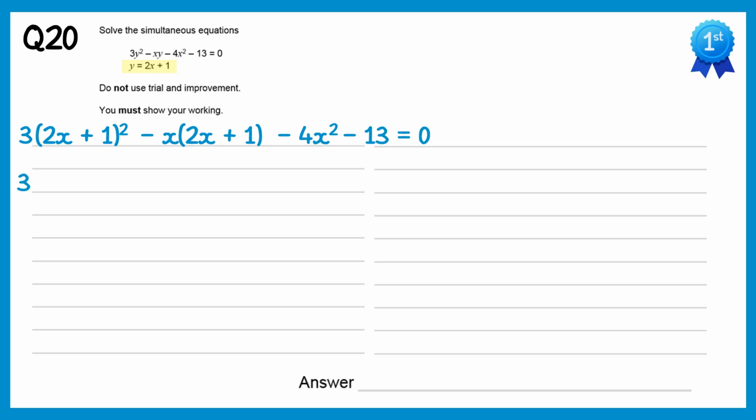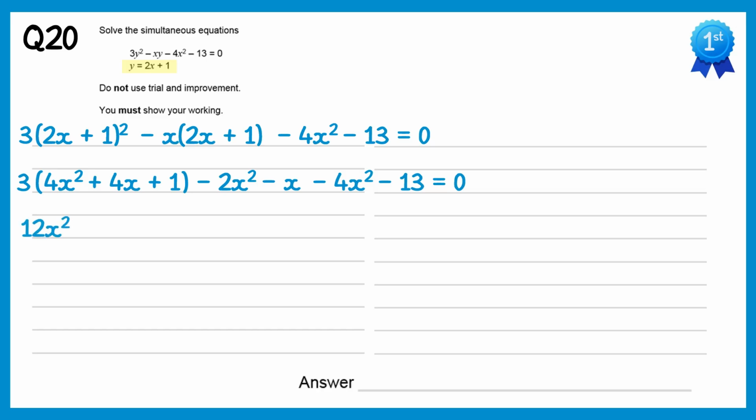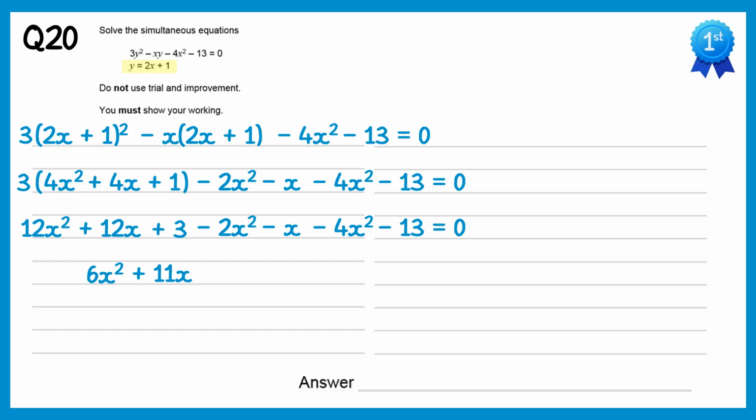So we have 3. Then if you expand this bracket, you get 4x squared plus 4x plus 1. And then negative x times 2x is negative 2x squared, and negative x times 1 is negative x, and the rest of the terms are the same. We can then expand this bracket, so 3 times 4x squared is 12x squared, 3 times 4x is plus 12x, and 3 times 1 is plus 3, and then the rest of the terms. We now need to simplify, so we have 12x squared, take 2x squared, take 4x squared, which is 6x squared. If you then look at the x's, you've got 12x take x, which is 11x, and then the constant terms, we've got 3 take 13, which is negative 10, and this equals 0.